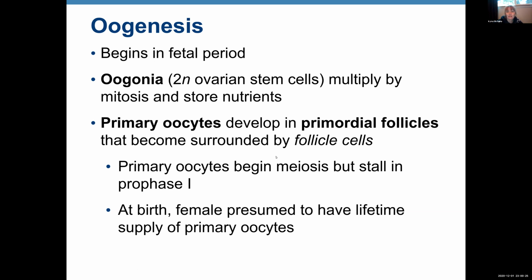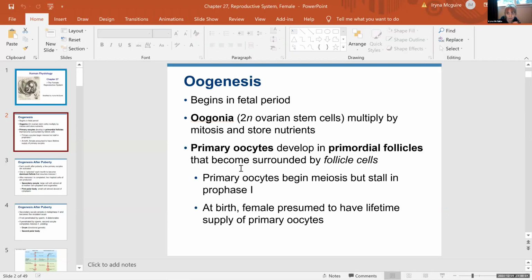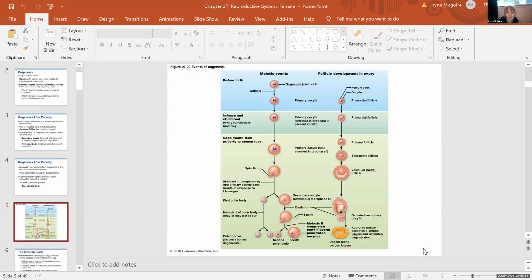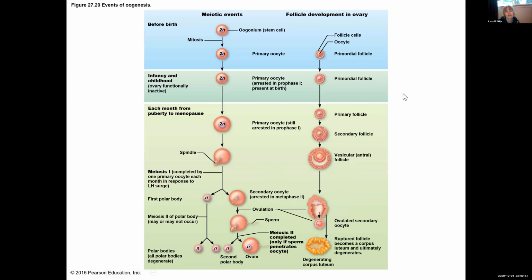Primary oocytes develop in primordial follicles that become surrounded by follicle cells. Then the primary oocyte begins meiosis, but stalls in prophase 1, and at birth, a female is presumed to have a lifetime supply of primary oocytes. So instead of just going over this PowerPoint right now, let's look at this diagram. The diagram makes sense, and then you can go back and read everything about this process, oogenesis.